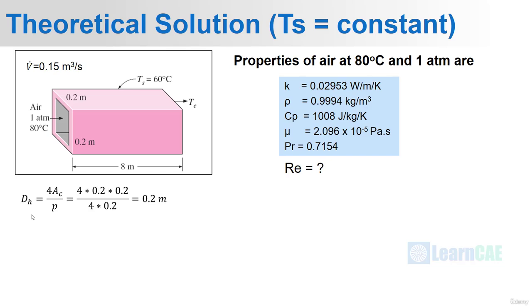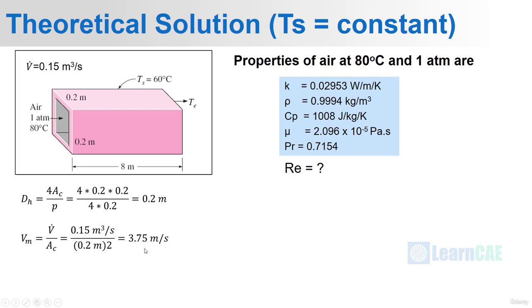We shall substitute the value for this duct. 4 into 0.2 square divided by 4 into 0.2, that is the perimeter. So finally the hydraulic diameter is equal to 0.2 meter. Now we shall substitute this d value into Reynolds number formula. But we also need to know the velocity. We have been given with the volume flow rate. So we shall calculate velocity based on this formula. Velocity is equal to volume flow rate divided by cross section area. Substituting the values, we got velocity is equal to 3.75 meter per second.